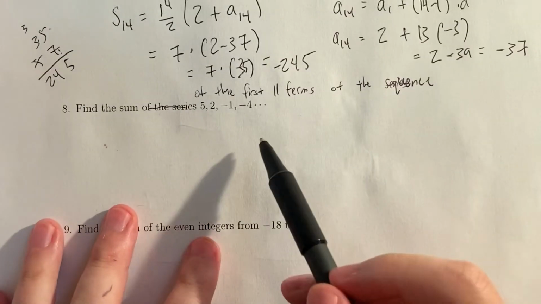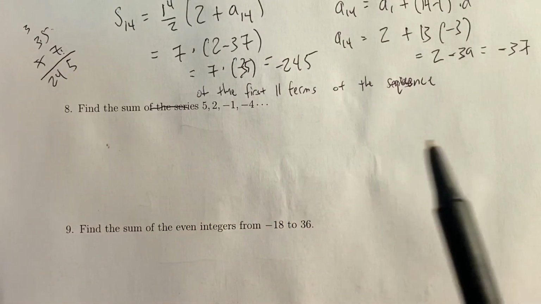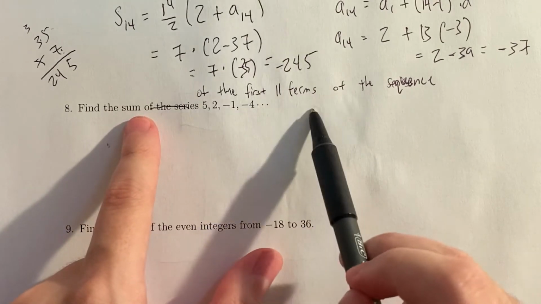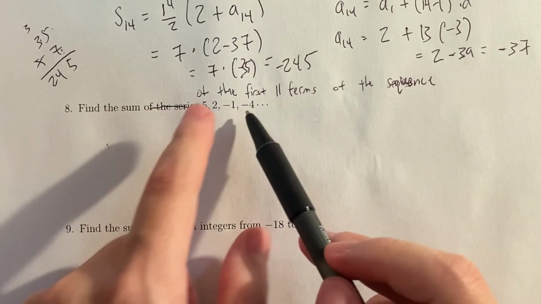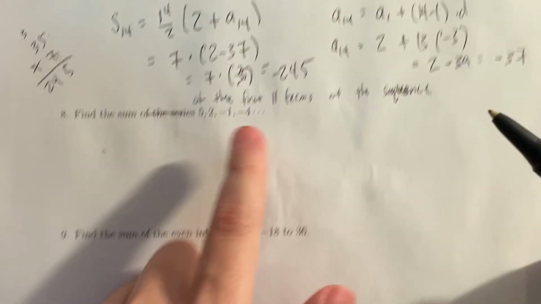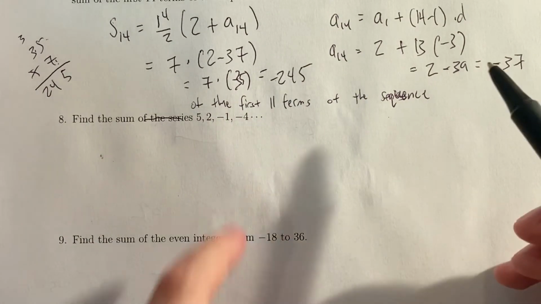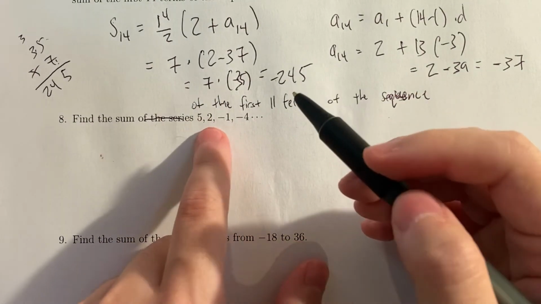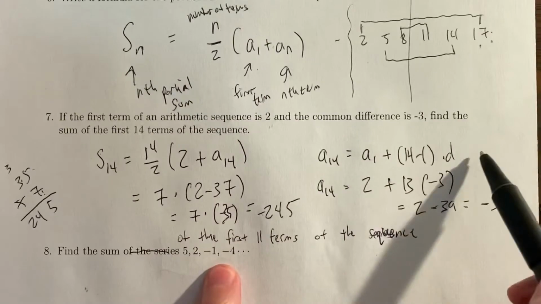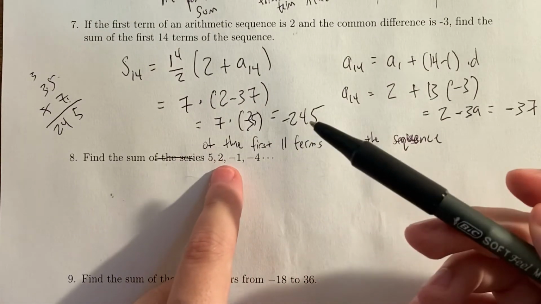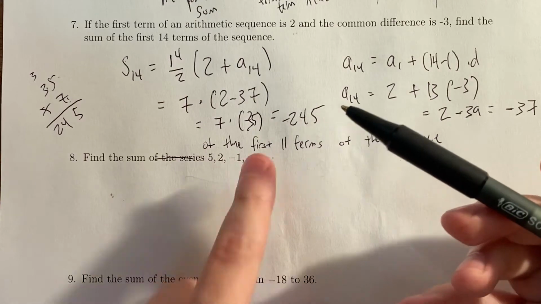So for this next question, I sort of misprinted it, but hopefully you can tell what's going on. What we're trying to do is find the sum of the first 11 terms of this sequence, 5, 2, -1, -4. Keep in mind that it is an arithmetic sequence because the difference between the terms is all the same. It's all -3. But notice it's 5, -3 is this, -3 is this, -3 is this, and so on.